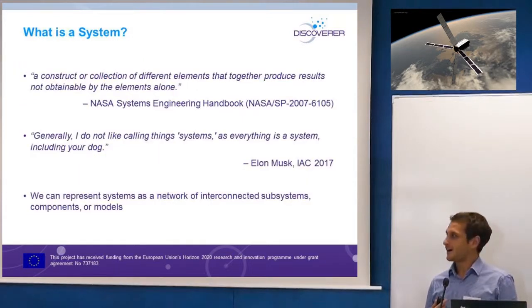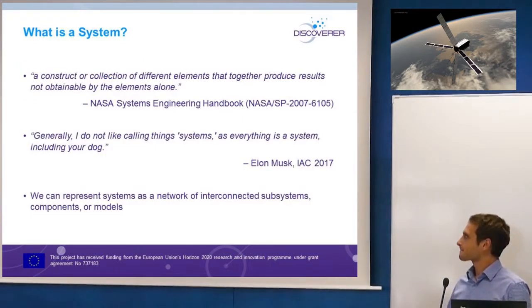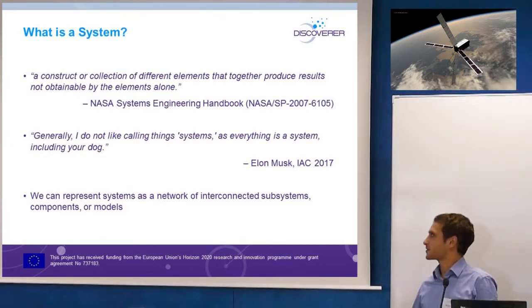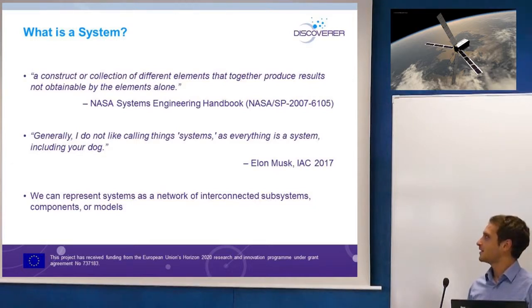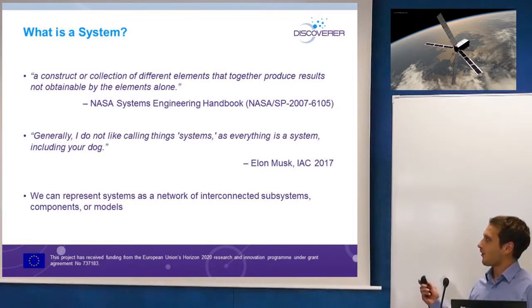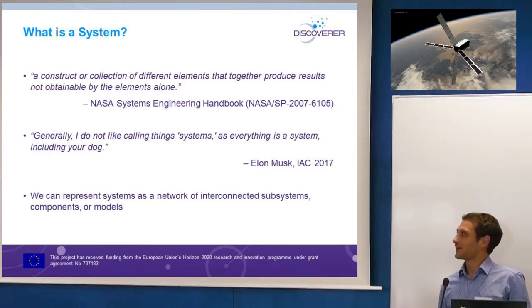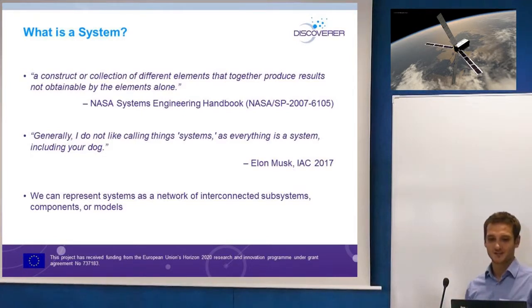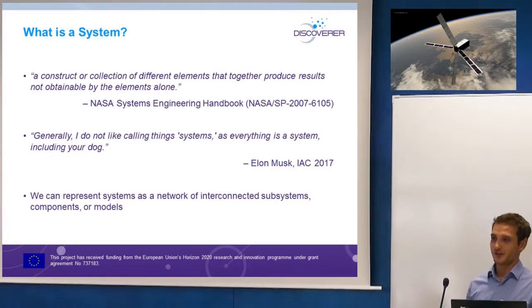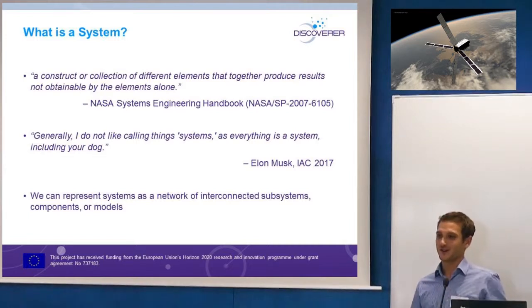So, how can we define our system? Well, we can take a traditional description of it from the NASA Systems Engineering Handbook. So, a construct or collection of different elements that together produce results not obtainable by the elements alone. A very traditional description. We can consider it as almost anything. So a little bit of a flippant description from Elon Musk, but he doesn't like calling things systems because everything is a system, including your dog. And he's got a very good point. Pretty much everything is a system when you try and decompose it.